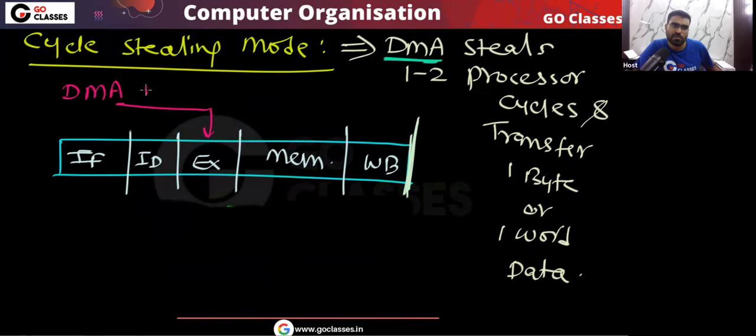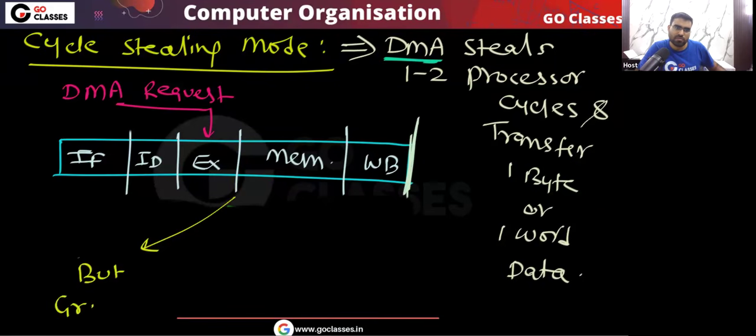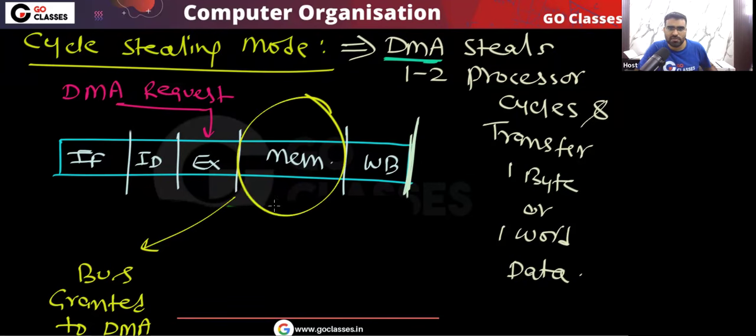Now you tell me, DMA request came here. Now tell me, now what will happen? Here the request will be granted. Do you agree? Here the request will be granted. Here bus will be granted to DMA. Okay, now tell me, when bus is granted to the DMA, in this next cycle, what is happening? Can you tell me? Let me know.